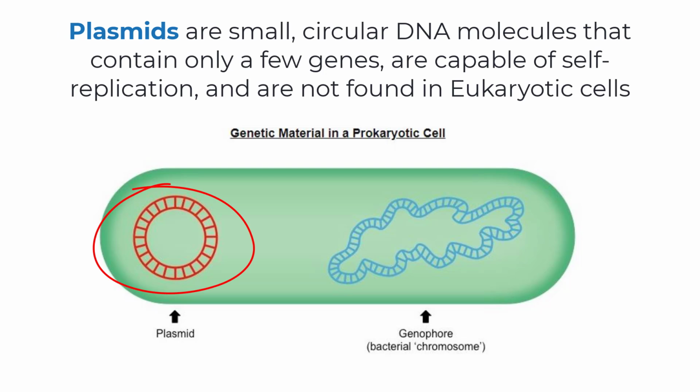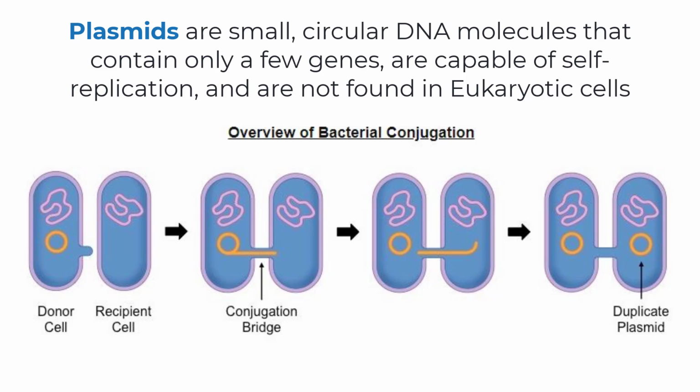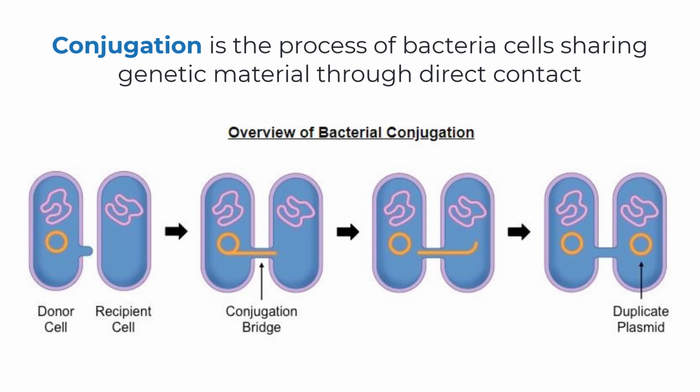In addition to this singular chromosome in prokaryotic cells, some prokaryotic cells also have plasmids. Plasmids are small circular DNA molecules that contain only a few genes and are capable of self-replication. They are not naturally found in eukaryotic cells. Plasmids allow the sharing of genetic material between bacterial cells. This sharing of genetic material can allow bacteria to evolve within a generation. The exchange occurs through a process called conjugation, where the sex pili of the bacteria with the plasmid links with another bacteria cell. The plasmid is copied within the first cell and passed to the second cell.